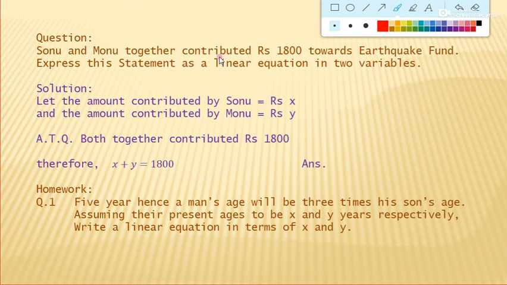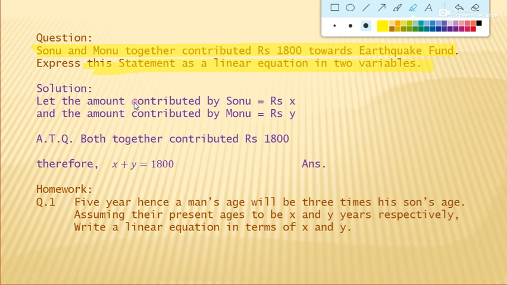Now this is another question. You can see on your screen. The question says: Sonu and Monu together contributed rupees 1800 toward the earthquake fund. Express this statement as a linear equation in two variables. Let's see.